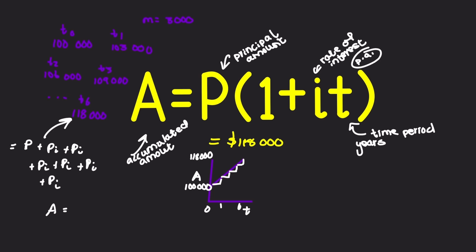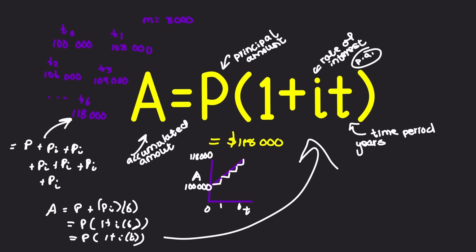And therefore A, which is our accumulated value, 118,000, is equal to P plus PI times 6. If we factorize it, we can simplify it further: P times (1 plus I times 6). But what does 6 stand for? Well, 6 stands for time. So it's actually P times (1 plus IT). And therefore, we have proved our original formula.